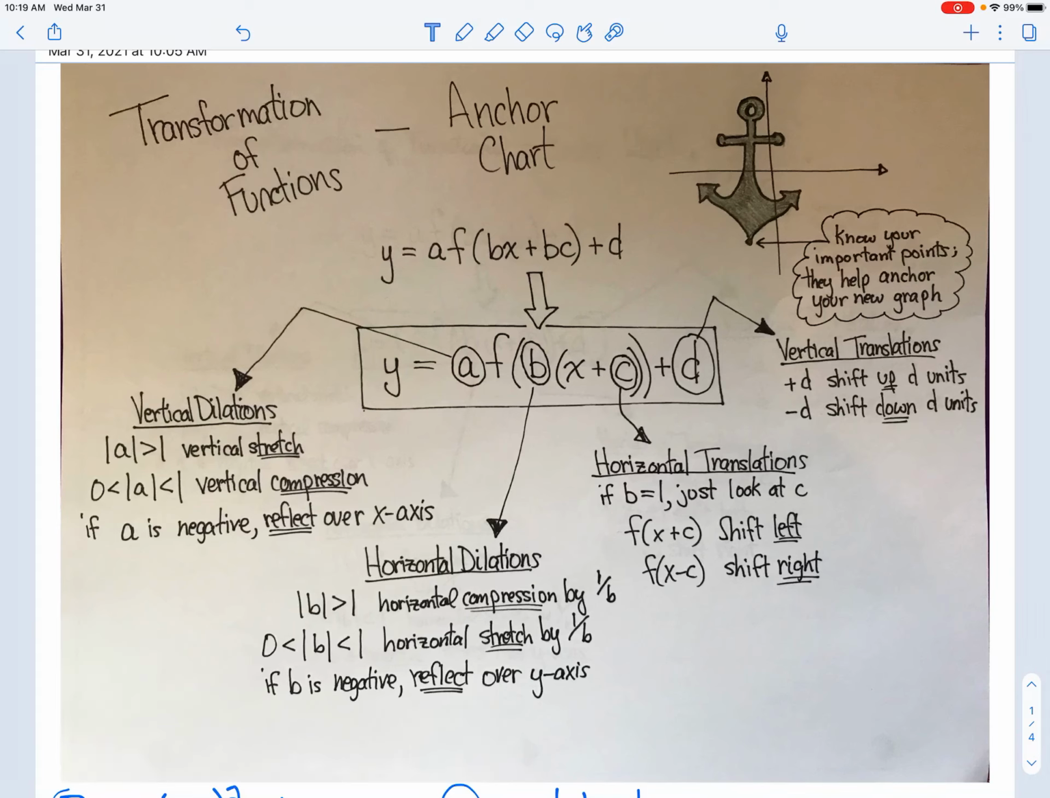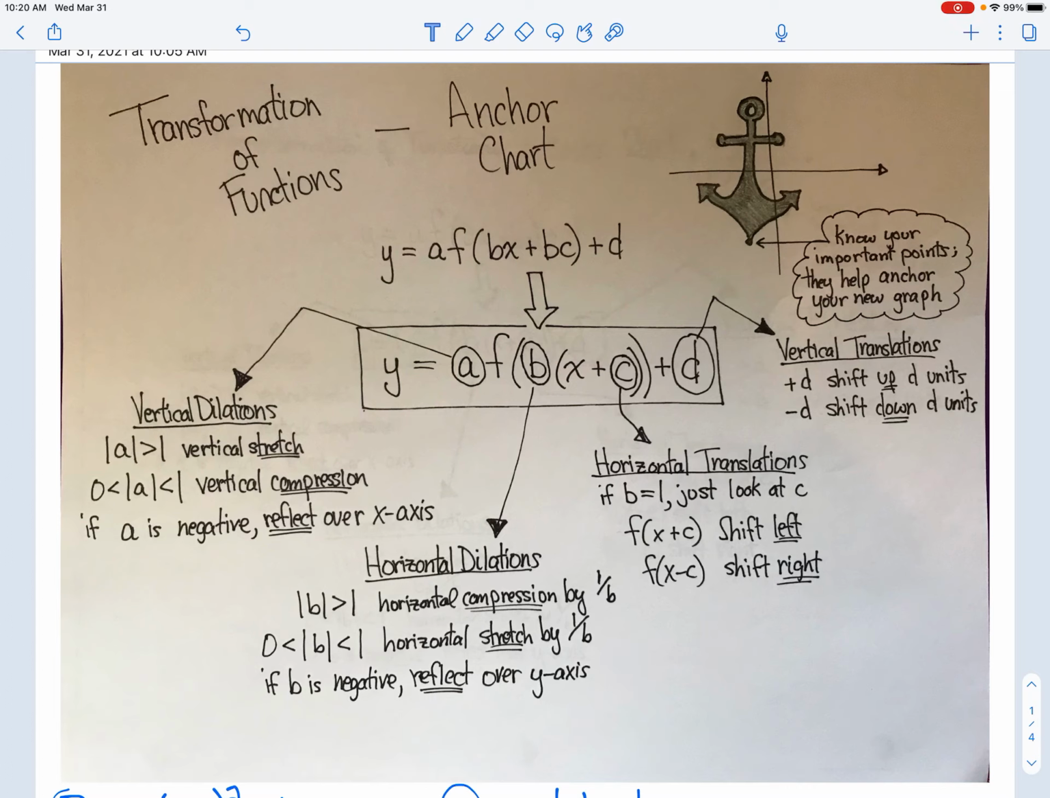Thanks for accessing the Transformations of Functions anchor chart. This video is meant to show you how to interpret it and see the connections between the notation and the type of transformations that are happening. I've used this for my Algebra 2 course, and I'll show you how it can be applied to other math classes in the future.